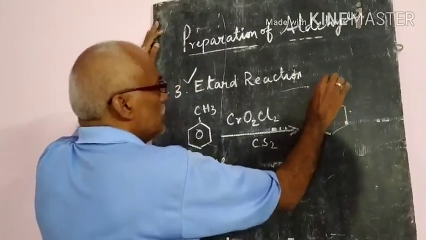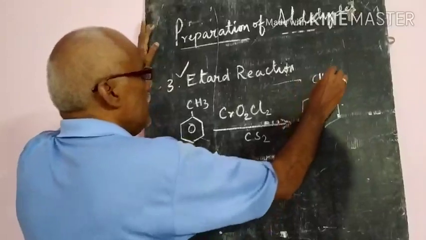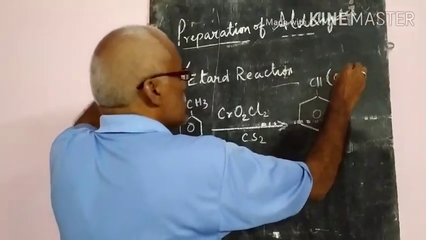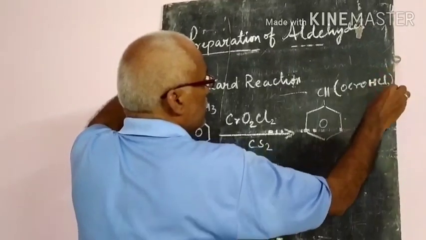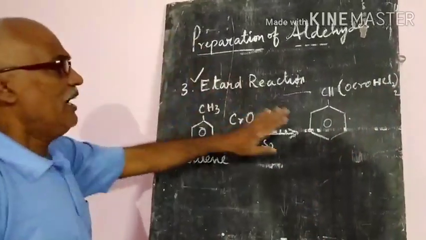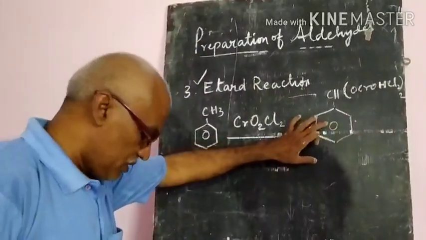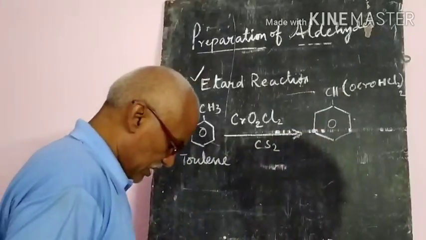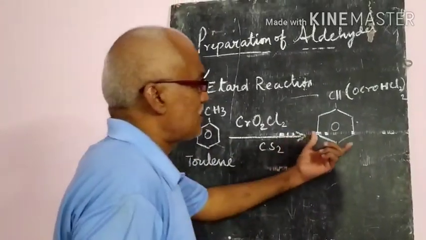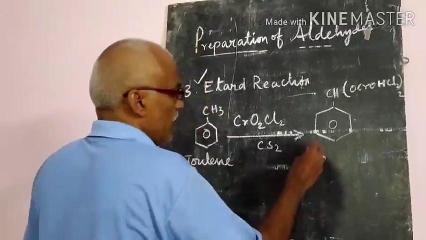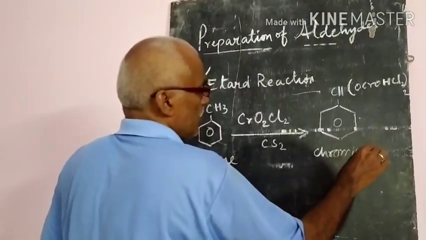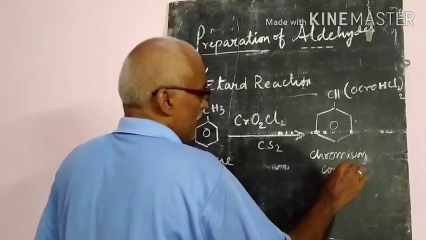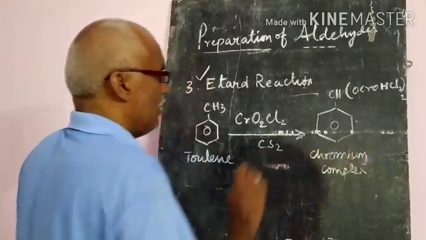C6H5CH, and again OCr(OH)Cl2, twice, two molecules. So this intermediate compound will be formed. This intermediate is called the chromium complex of toluene. A chromium complex is formed as an intermediate.